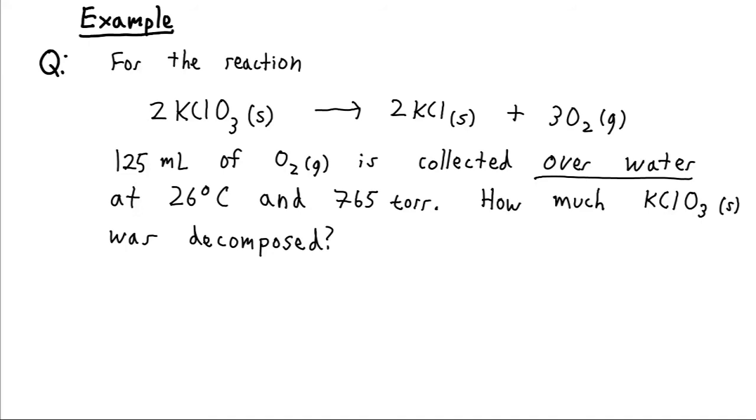So what we know, we have our system set up like we described. When we perform this reaction in our Erlenmeyer flask, we bubble the gases produced into our inverted beaker underwater. 125 milliliters of volume is displaced by the O2. So that's the total volume of all our gases. But there's also going to be some water gas in there.